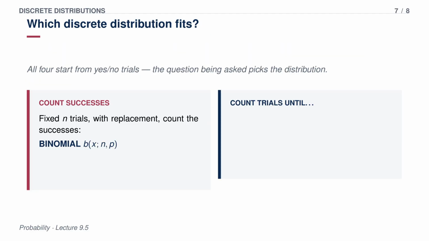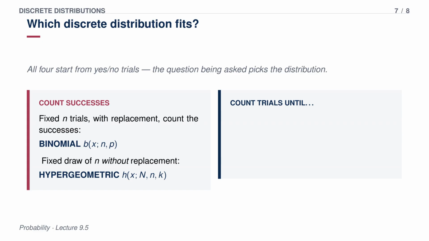Okay, we now have 4 discrete families: binomial, geometric, negative binomial, hypergeometric. How do you tell which one a problem is asking for? Start by asking, are you counting successes in a fixed-sized batch? If yes, and you sample with replacement, or the trials are independent, it's the binomial. Still counting successes in a fixed draw, but without replacement. That's the hypergeometric, the one we just did.